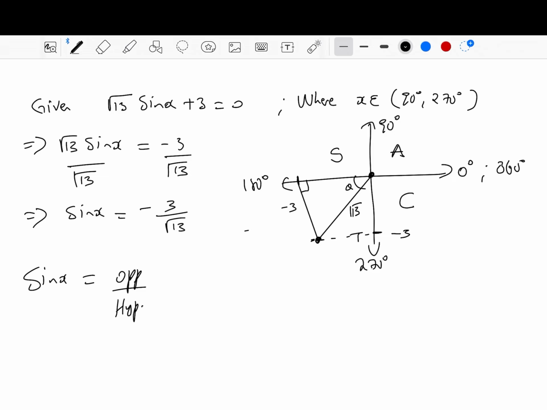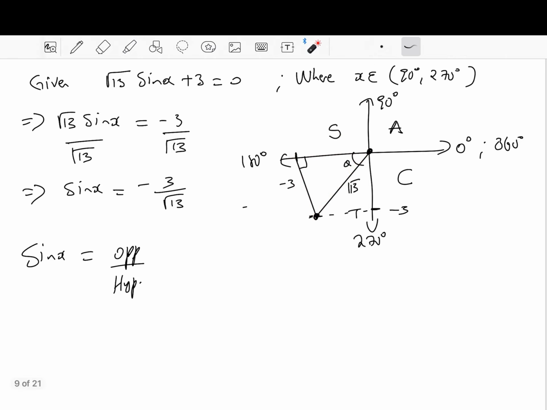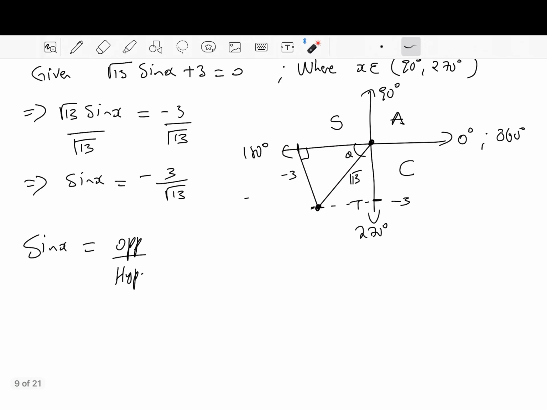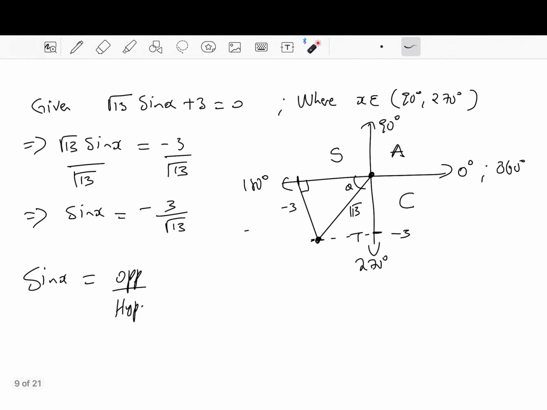Okay, opposite over hypotenuse. So we don't have the x value, so you need to find the x value. You need to find this side. We do have this side, which is -3. We do have this side, which is √13. We don't have the adjacent side. We can actually easily find the adjacent side, but with this understanding, we can jump to the questions.